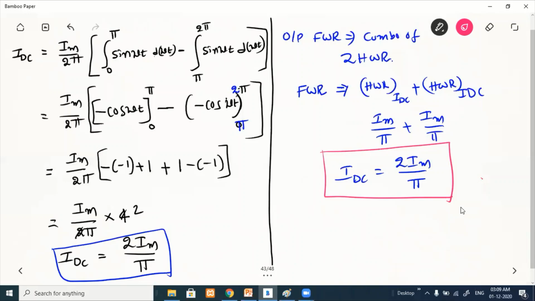So the average DC load current doubles for full wave rectifier. In half-wave rectifier there is no load current during the negative half cycle, whereas here in full wave rectifier there is a load current for the negative half cycle also. That's why IDC is double that of the half-wave rectifier.